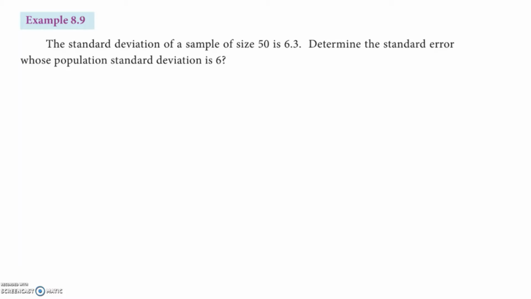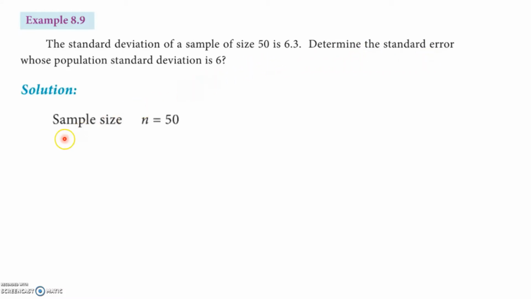The standard deviation of a sample of size 50 is 6.3. So here we're given the standard deviation of a sample of size 50, and it's 6.3. Determine the standard error whose population standard deviation is 6. Now we have the standard deviation of the population also given to us, and it is 6. So we are asked to calculate the standard error in this case.